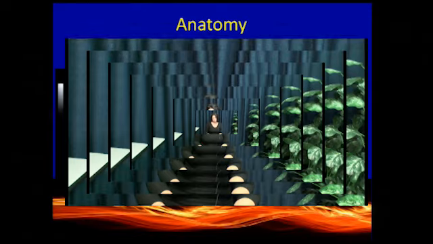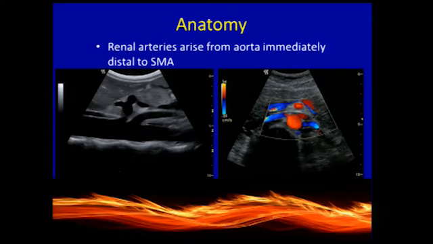Today's Gulf Coast Hot Tip will demonstrate how to image the origin of the renal arteries from an alternative coronal approach, the banana peel sign. In most individuals, the renal arteries arise laterally from the abdominal aorta, immediately distal to the origin of the SMA.